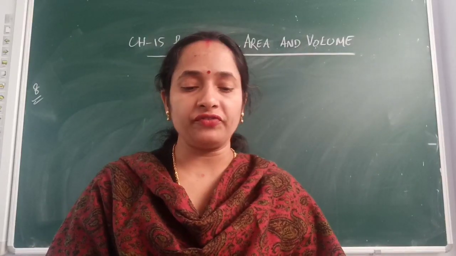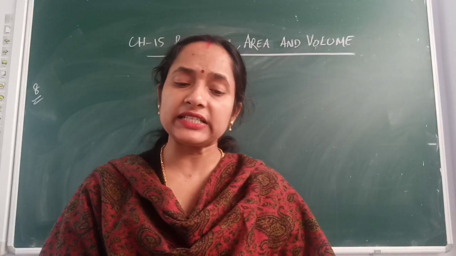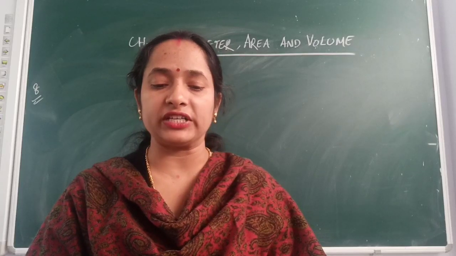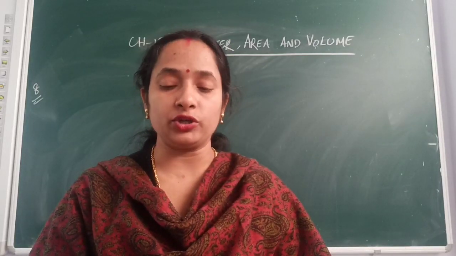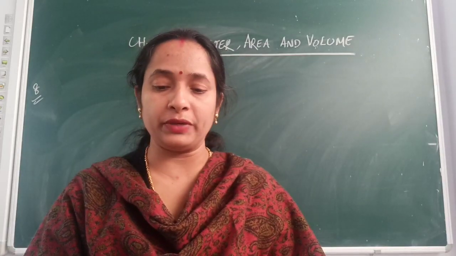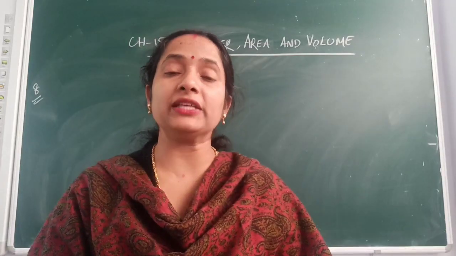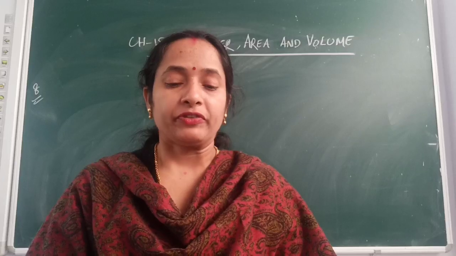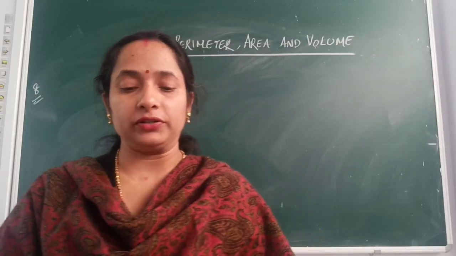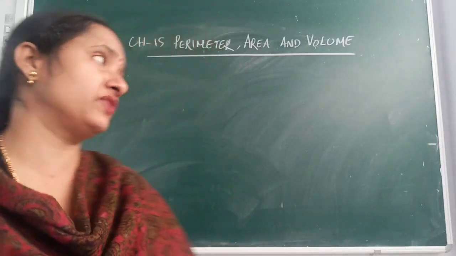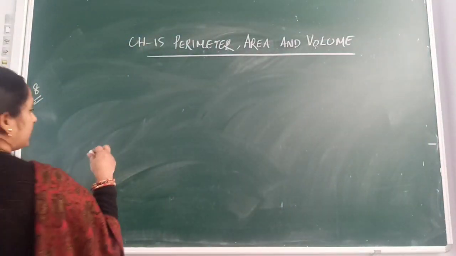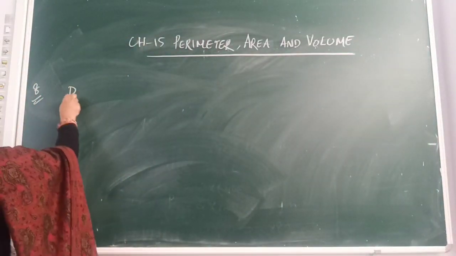The cost of constructing a boundary wall around a rectangular plot is given to you as 20,480 rupees at the rate of rupees 40 per meter. Find the length if its breadth is 16 meters. So here just now I have given a formula to you, that is for finding perimeter.